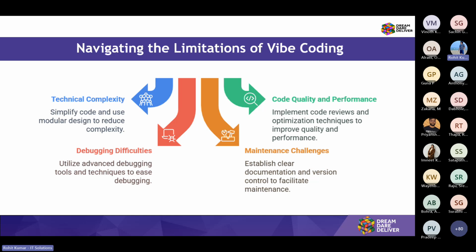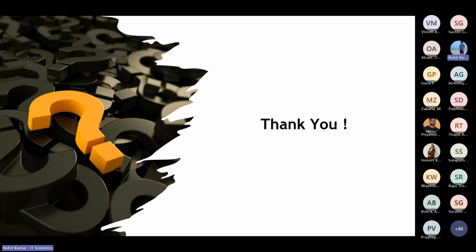So vibe coding is your co-pilot. You've seen in a plane, a lone pilot cannot take off or land. It always needs a co-pilot. So it's a co-pilot, not your engineer. So use it to prototype fast, then refine smart. So that's the thing. That's the end from my side, guys. If you have any questions, anything you want to discuss, we are open.